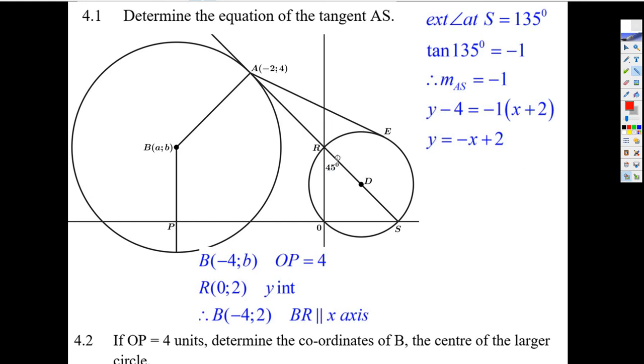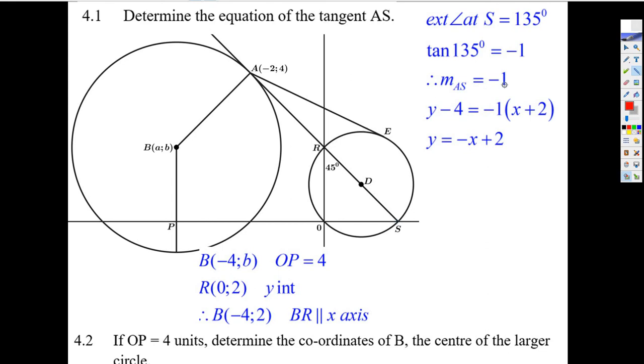I'm supposed to find the equation of the line. I need a gradient. Well, if that's 45 degrees, this is 90 degrees, x and y axis. That's 45 degrees. This angle over here is 135 degrees. And if I go the tangent of 135 degrees, I get -1. Even the tan of 45 degrees is 1, but I know this is going downhill. So the gradient of this line is -1.